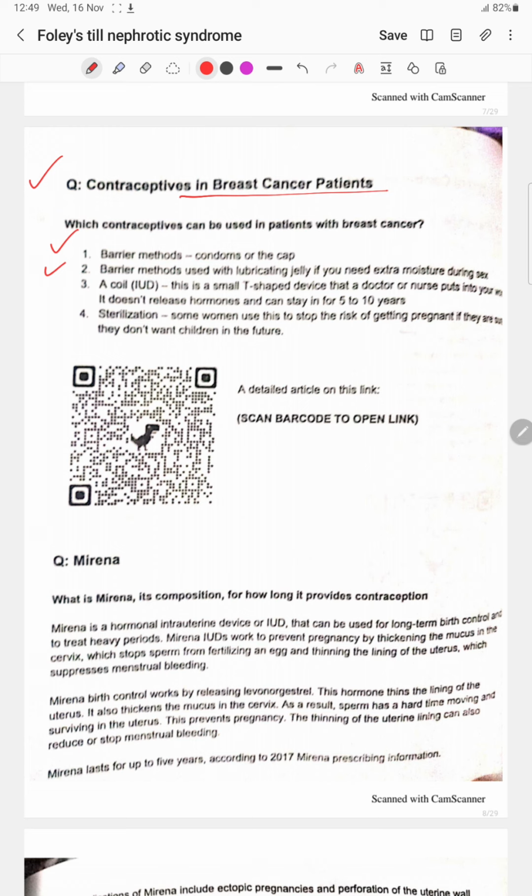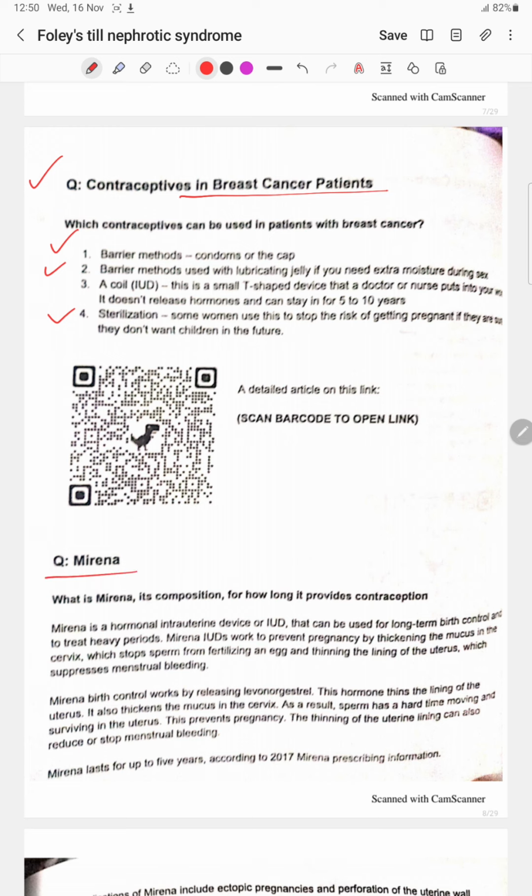A coil IUD is a small T-shaped device that a doctor or nurse puts into you. It does not release a hormone and can stay for 5 to 10 years. Sterilization: some women use this to stop the risk of getting pregnant if they don't want children in the future.